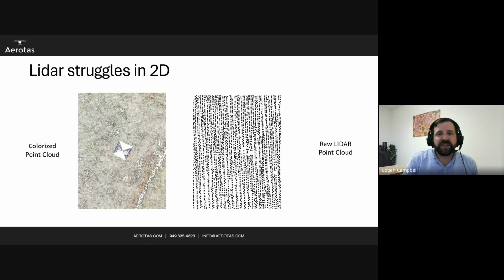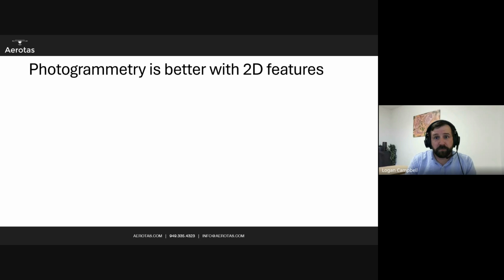And while there are some things you can do in LiDAR, you can add colorization to the point cloud as part of the point cloud creation process. You can do that, but the 2D remains less accurate on LiDAR than it is on a photogrammetry point cloud. You can also use intensity, but intensity, I can tell you from doing a lot of aerial LiDAR, is simply nowhere near as good at identifying 2D features as photogrammetry and imagery. So that is one of the huge benefits.